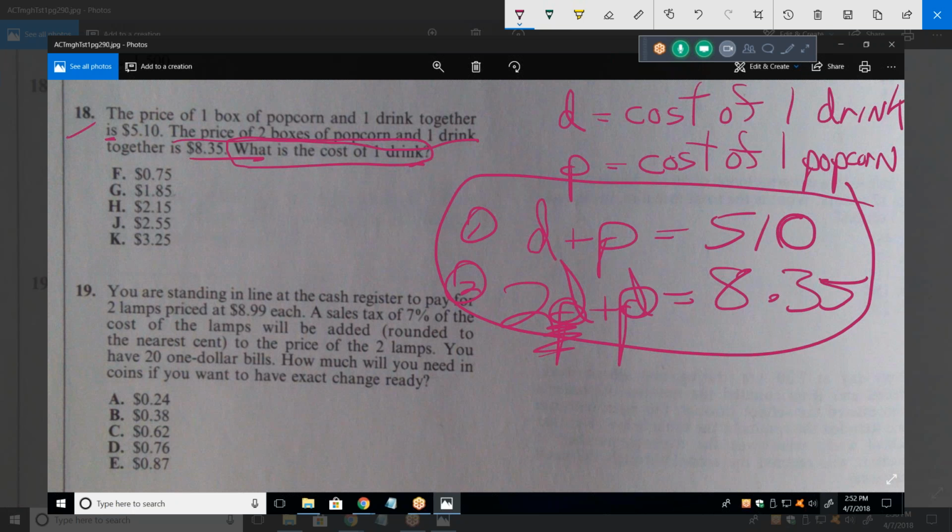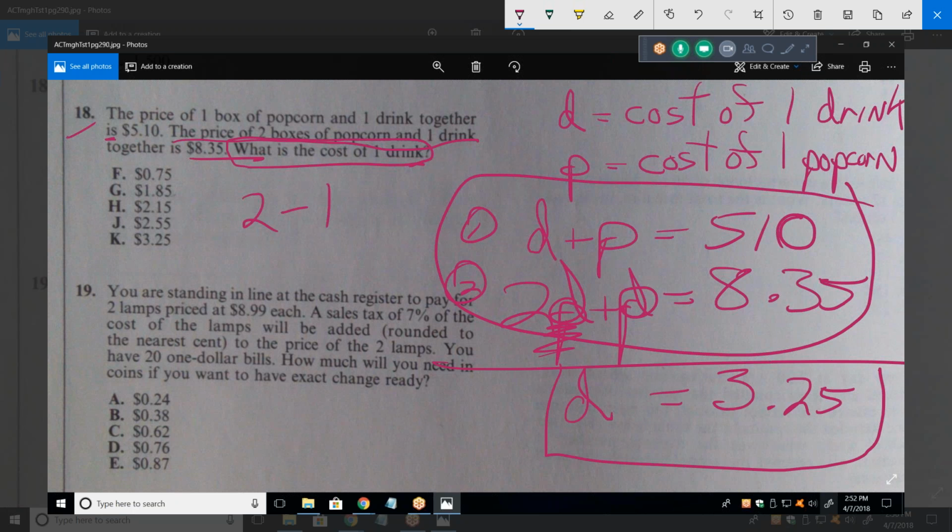Subtract. Correct. And in fact, I'm going to do 2 minus 1, right? What do I get? Well, 2D minus D is 1D. P minus P is 0. There you go. There is the cost of one drink. That's exactly what they asked. So it turned out that if I use the perfect way to solve it, which definitely is elimination, I get the cost of a drink immediately.